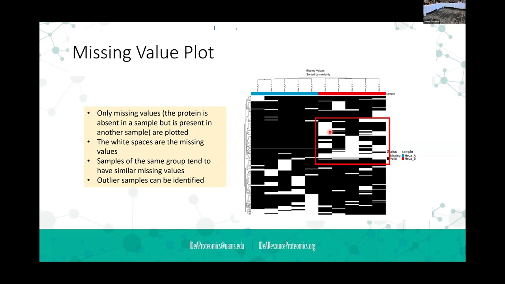Yes, ma'am. Does that mean that it is not detected in the mass spec, or it is not seen in the sample at all?